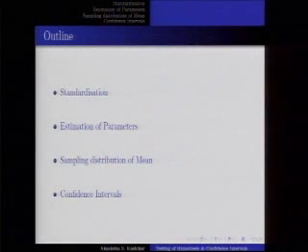So this is the outline of the talk. Firstly, we'll see how to standardize data. Then we'll go for estimation of parameters. Estimation means basically giving some approximate measures which can be used in place of unknown things.